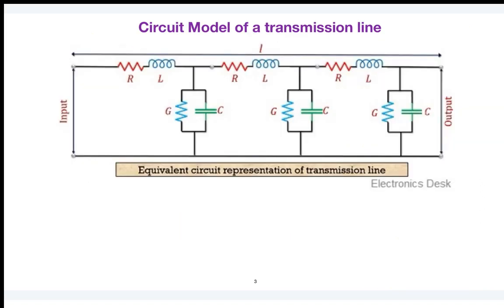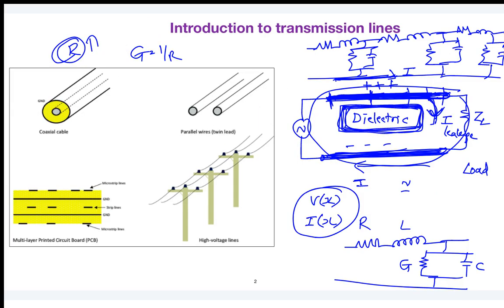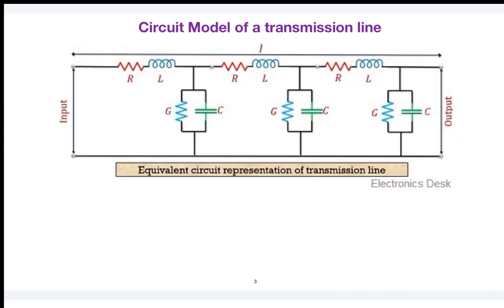That's what I have shown in the next slide. If you see the diagram, this is your input and this is your output, and along the entire length of the transmission line you are going to have RLGC sections like this, a number of them. Whatever we have discussed here in this circuit is for a small section. If the length of the transmission line is more, you can cascade a number of sections together. So this is how it is represented in terms of a circuit model.